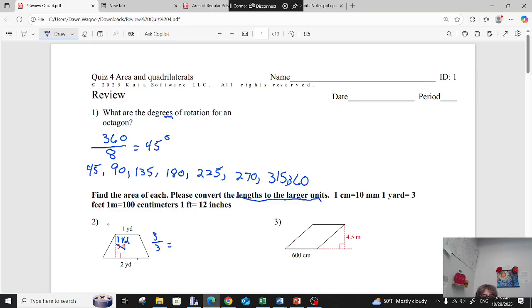Now, this is base 1, this is base 2, and this is your height. This is a trapezoid. So area equals base 1 plus base 2 times height divided by 2. You will want your area formulas notes in front of you.